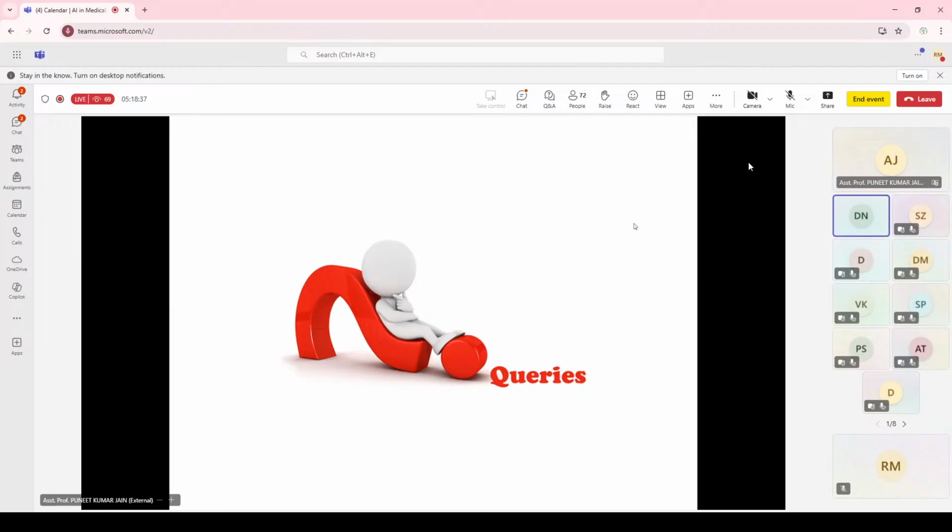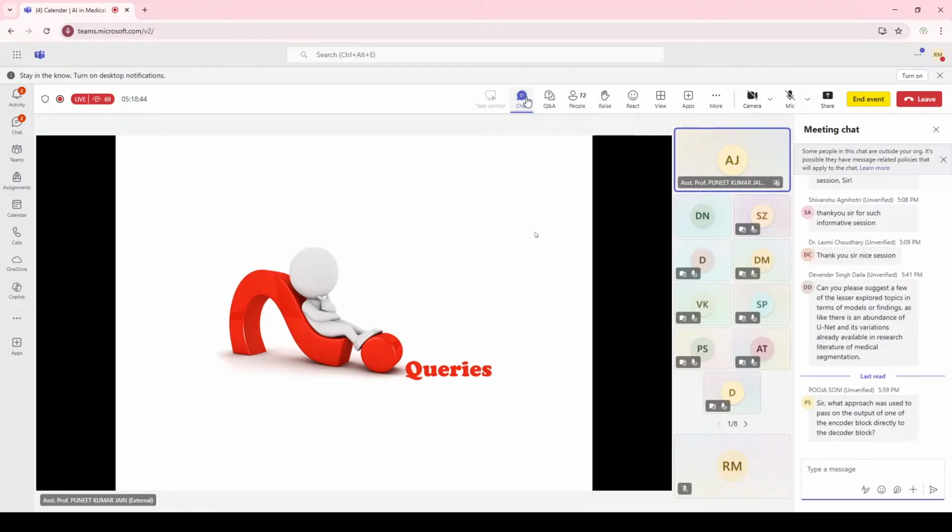But there is one more question, sir, by Pooja Soni. You can check. Yeah, sir. What approach was used to pass on the output of one of the encoder blocks directly to the decoder block?